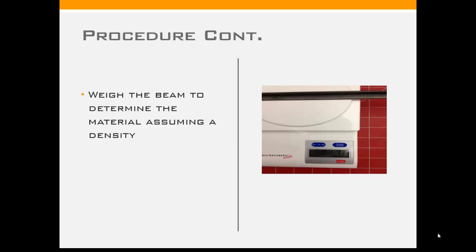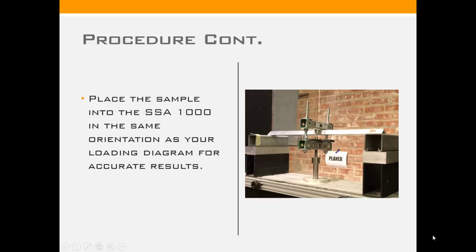Then you'll weigh the beam to determine the materials, assuming a density. Now place the sample into the SSA 1000 in the same orientation as your loading diagram for best results. And make sure your unbraced length is the same as your calculated unbraced length.